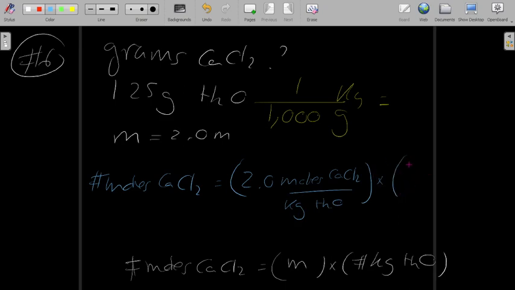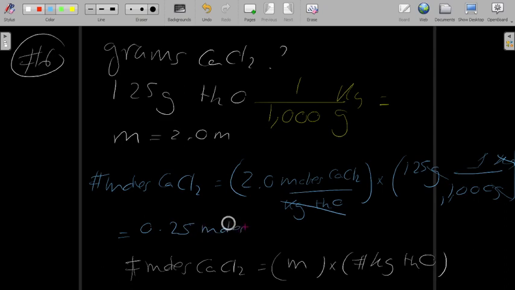So 125 grams, 1,000 dividing at the bottom, 1 at the top. And then the grams are gone, and I'm going to be left with kilograms. The kilograms are going to be gone too, and then I'm going to be left with the moles. I put it directly in the calculator, and that way I don't have little steps in the middle. But you can break it apart into steps. You always can do that. When you do that, the calculator gives you 0.25 moles of that calcium chloride.